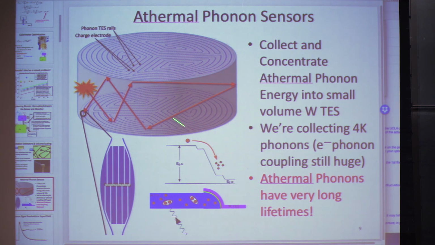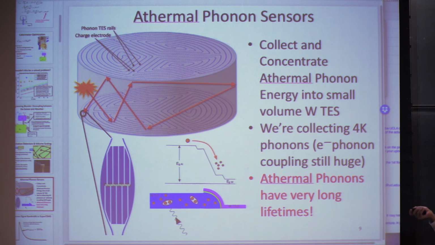So the final thing we needed to make this bouncing work is to make sure that these things have very long lifetimes. And below 10 Kelvin they do, in terms of the bulk anharmonic decay. But the question is, what about the surfaces? And this is a fundamental question, which is very important.